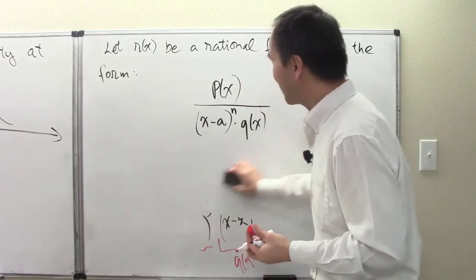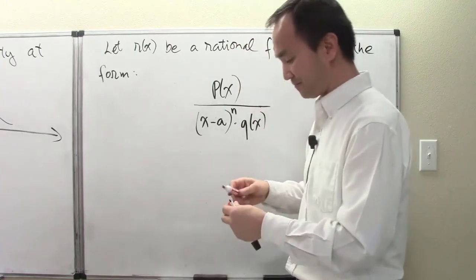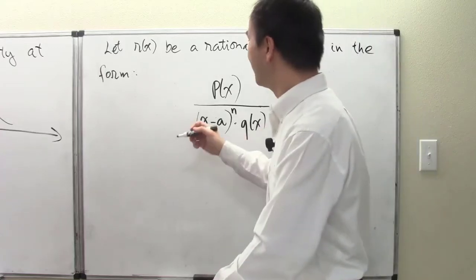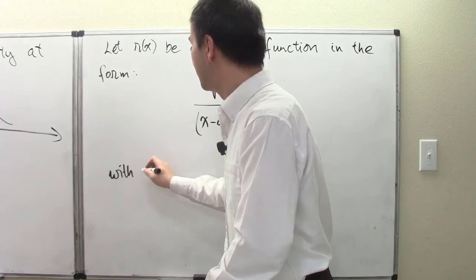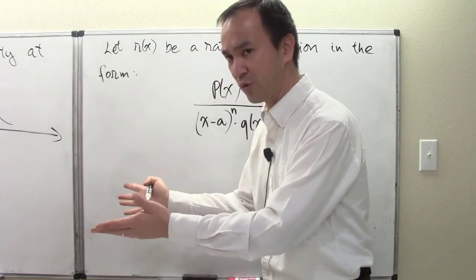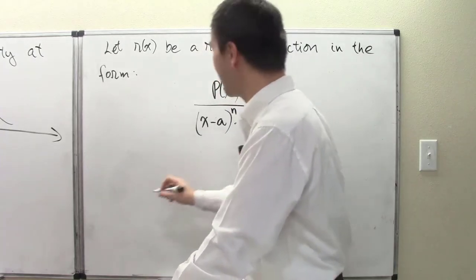So if our rational function is in that form right there, anytime we're in that form, we know that the function will have a vertical asymptote. So needless to mention about that. Now I'm going to get straight into the point.